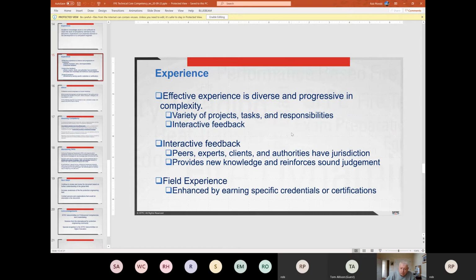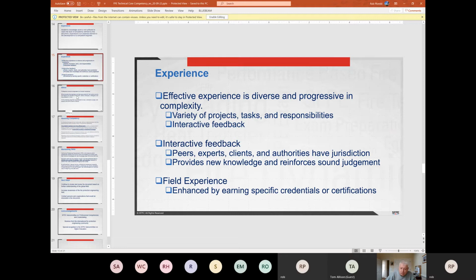Ethics, obviously, should be experience. What type of experience? Effective experience in diverse and progressive complexity. Working with a variety of projects and tasks and responsibilities. Getting interactive feedback from other professionals outside of fire protection engineering, such as structural engineers, HVAC engineers, electrical engineers, and so forth, to provide interactive feedback during that experience. Interactive feedback, like I mentioned, includes peers, clients, and authorities having jurisdiction. It provides knowledge and reinforces it for anyone that's worked in a specific area, where you find out who all the stakeholders are and you've had to collaborate with them. You know what this looks like in feedback.